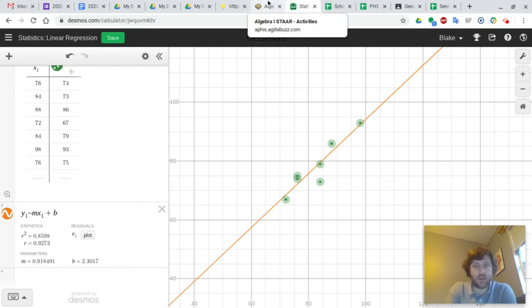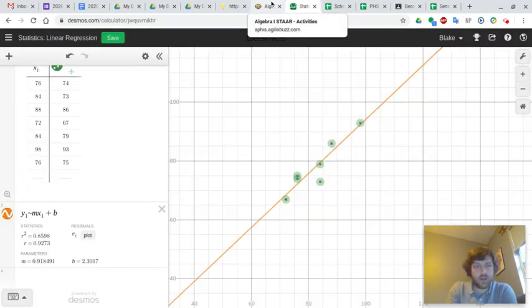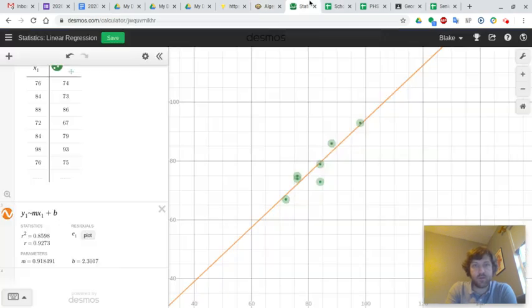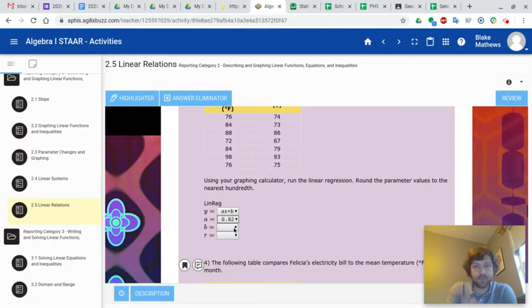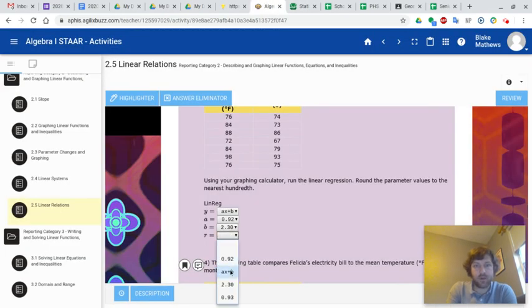Okay, so let's go look at our M. First, AX plus B. And then 0.9184, okay? Well, there's no 9.1, but there's 9.2, which is rounded up. So let's click that one. We go to our B. The B is 2.3. There's 2.3. And then 0.9273, which should be rounded up to 0.93. All right, so there's my answers there.